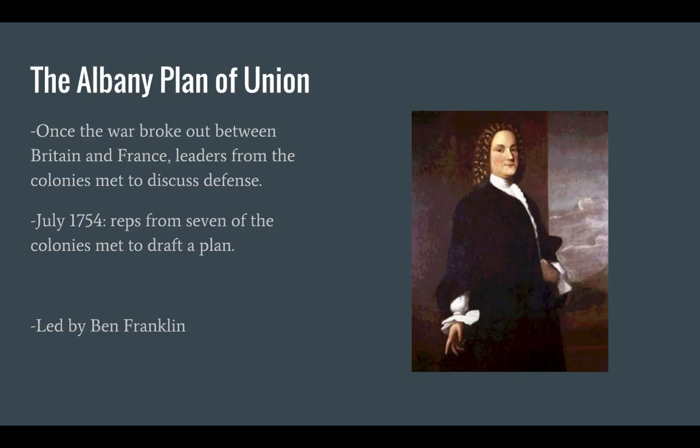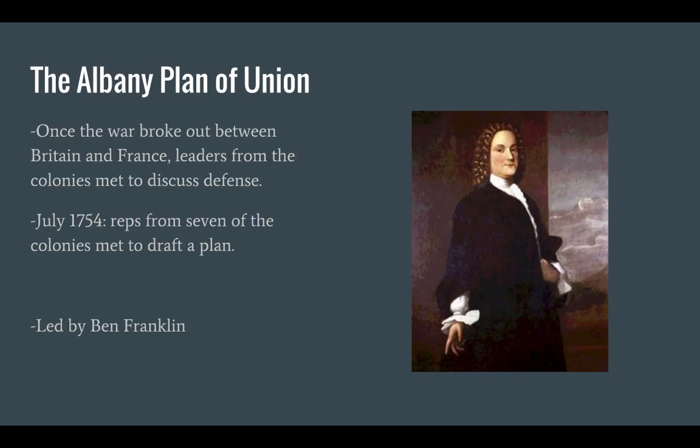Right? So while the war was going on between Britain and France, they were allying with different groups of Native Americans. While this was going on, leaders from the colonies met to discuss defense and everything that was happening. In July 1754, they all came together. Representatives from only 7 of the 13 colonies met to draft a plan.